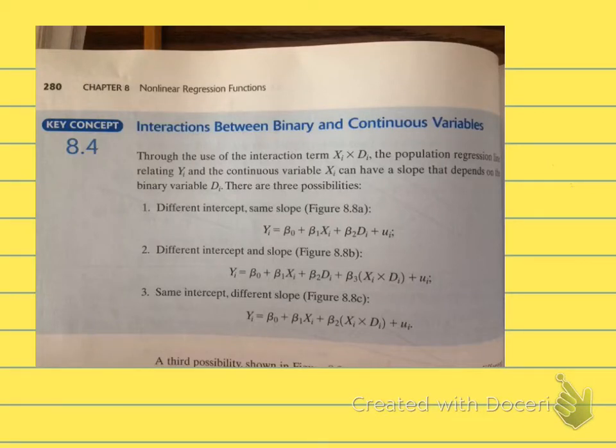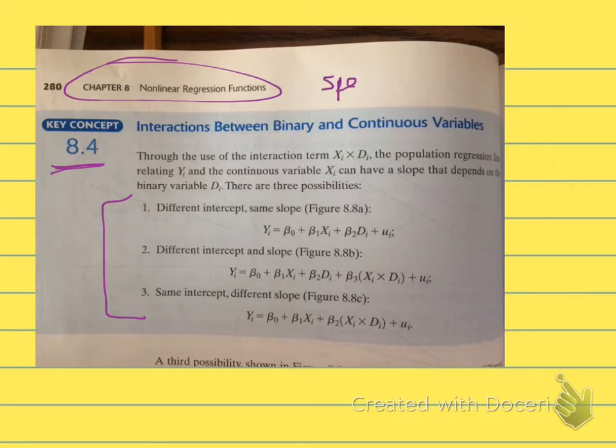So I'd like to spend a little bit of time talking about Chapter 8's key concept 8.4, which is dealing with three possibilities for specifications. So remember, a specification is which variables are included in a regression.